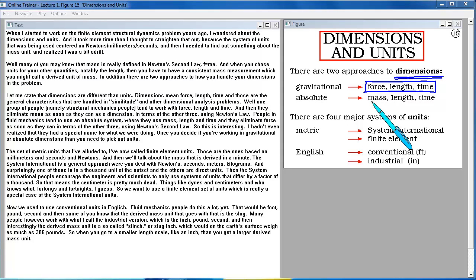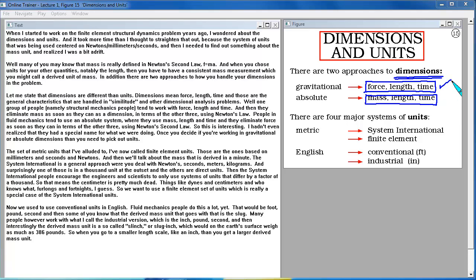People in fluid mechanics tend to use the absolute system, where they use mass, length, and time, and they eliminate force as soon as they can in terms of the other three using Newton's second law. So this is interesting. I hadn't even realized that we had a special name for what we were doing.